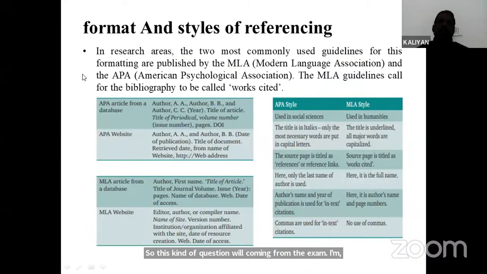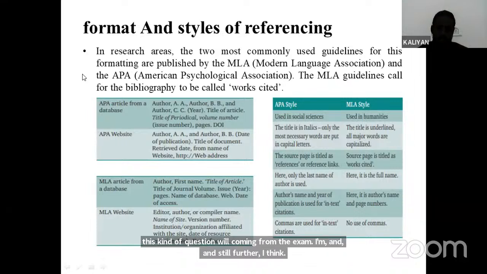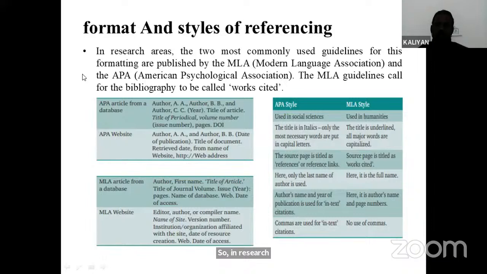Next, format and style for the reference. In a research article, for bibliographies or references, we give the references in some format or style. Majorly we use two formats for the reference. One is MLA, Modern Language Association, and the other is APA, American Psychological Association. In the question they may ask what the MLA acronym is. So Modern Language Association, and APA, American Psychological Association.